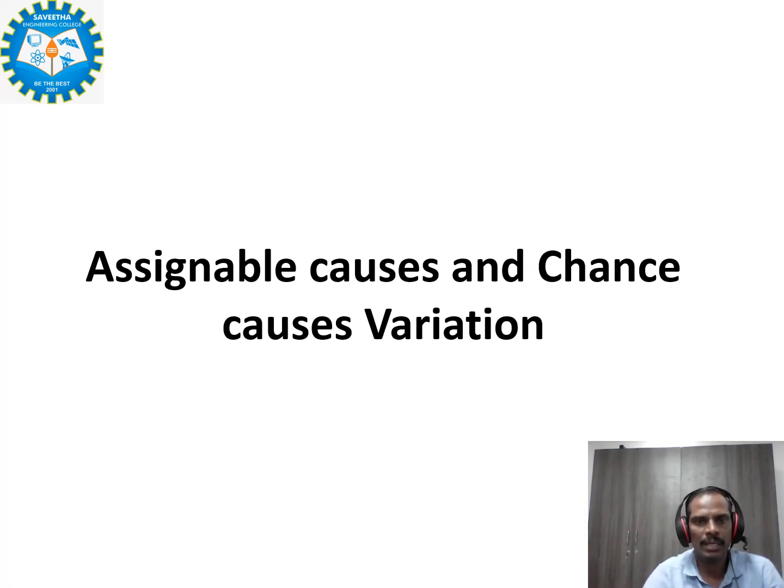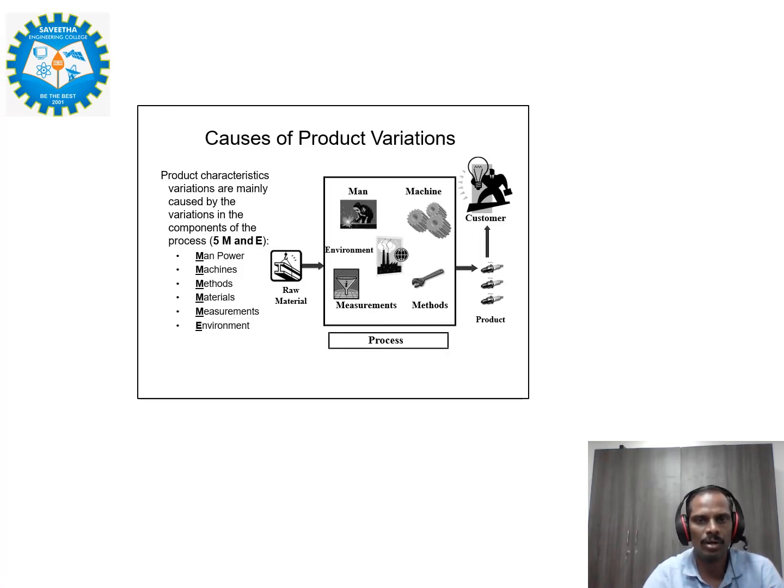Now we move on to the next topic, assignable causes and chance causes. Assignable causes: first of all, we should know what the causes are. The cause is nothing but product variation. Whenever the product is manufactured, problems are identified from that. The product may vary because of causes or problems that happen in the process.